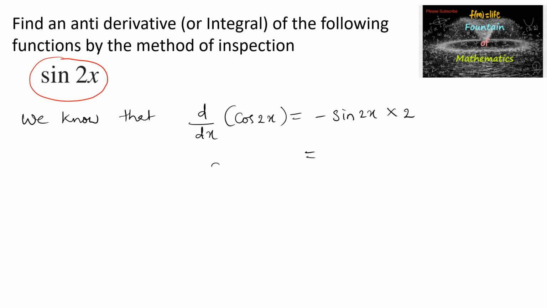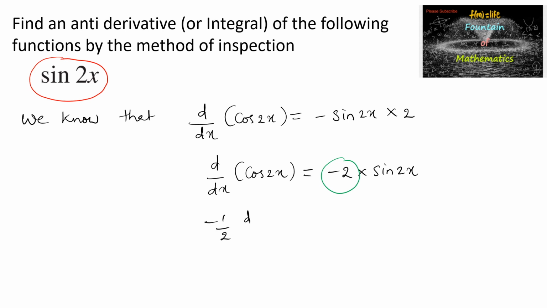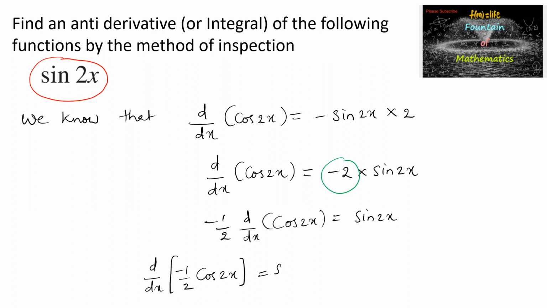That is, the derivative of cos 2x is equal to minus 2 times sin 2x, or we can also write, bringing this minus to the other side, minus 1 by 2 d by dx of cos 2x is equal to sin 2x. This can also be written as d by dx of minus 1 by 2 cos 2x is equal to sin 2x.